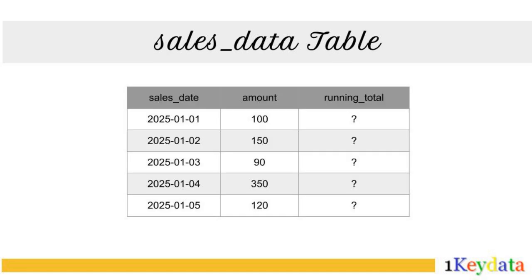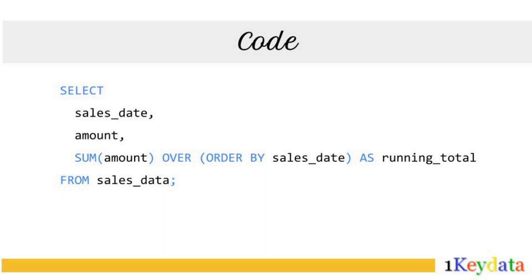Here's an example. Let's say you have a table with sales date and amount, and you want to track cumulative sales for each day. Here's the SQL you would use. Use the sum function as a window function with the over clause. The order by inside the over clause determines the sequence for calculating the running total.